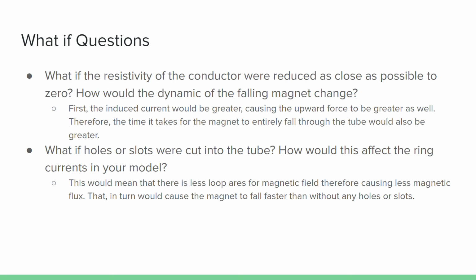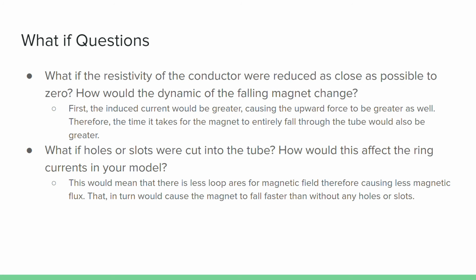Finally, the what-if questions. What if the resistivity of the conductor were reduced as close as possible to zero? How would the dynamics of the falling magnet change? First, the induced magnetic field would be greater, causing the upward force to be greater as well. Therefore, the time it takes for the magnet to entirely fall through the tube would also be greater.